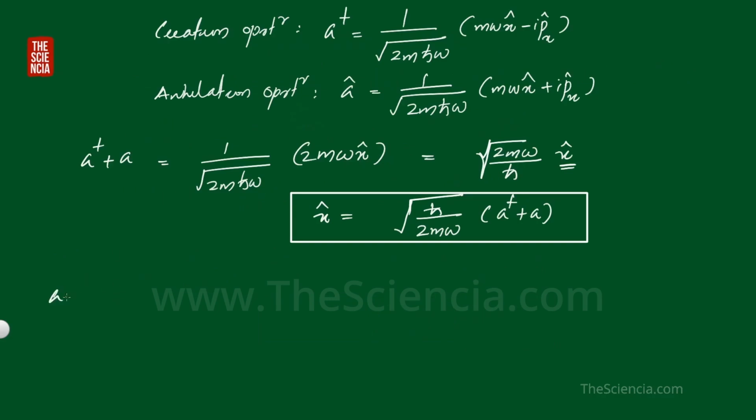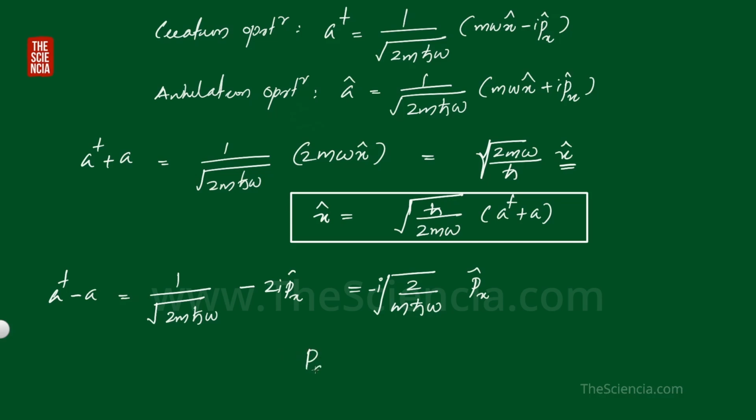Next I am going to subtract a from a dagger, that is a dagger minus a is equal to 1 by root 2m h cross omega minus 2I p x cap, that is equal to root 2 by m h cross omega, there is a minus I p x cap. So I can write p x cap is equal to I root m h cross omega by 2 into a dagger minus a.